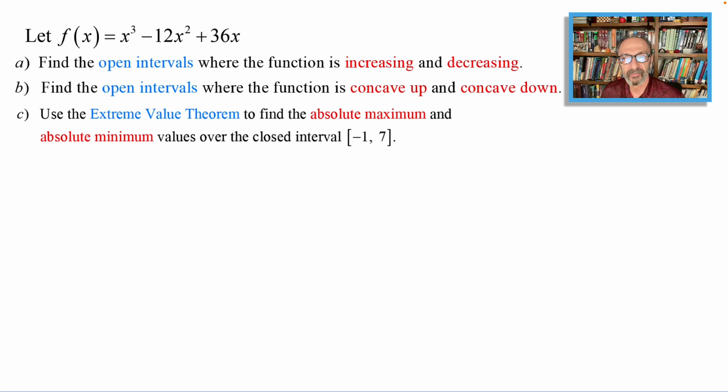For part B, to find the open intervals where the graph is concave up and concave down, we'll be using the second derivative. For part C, use the extreme value theorem to find the absolute maximum and the absolute minimum on the closed interval from -1 to 7. We will be comparing the maximum and minimum values with the endpoint values. So we'll be finding f(-1) and f(7), and compare those to what we found in part A.